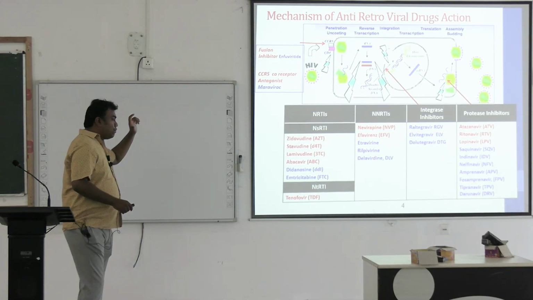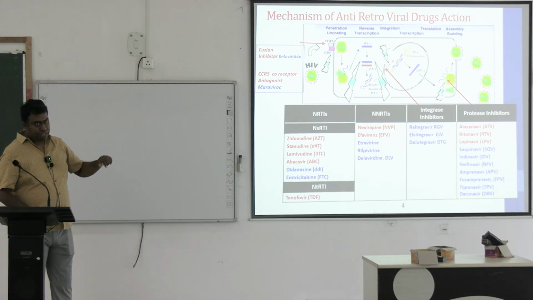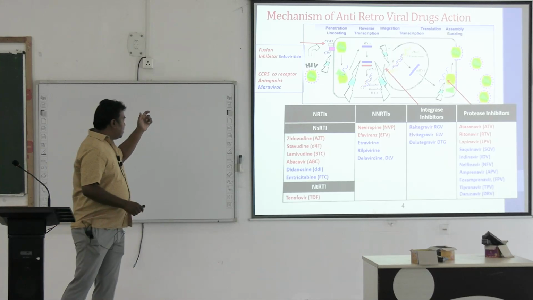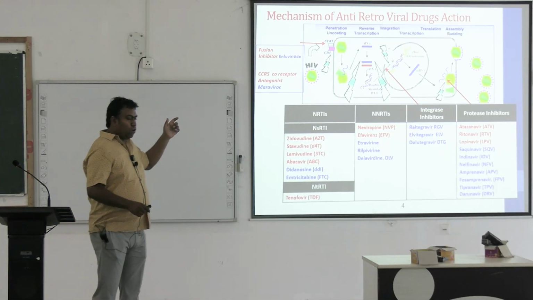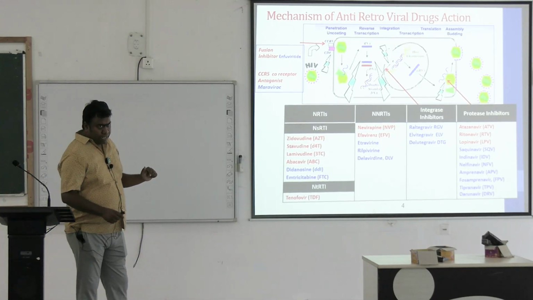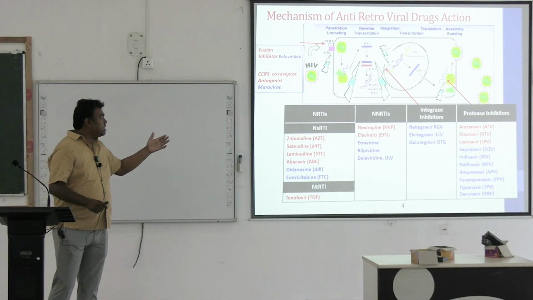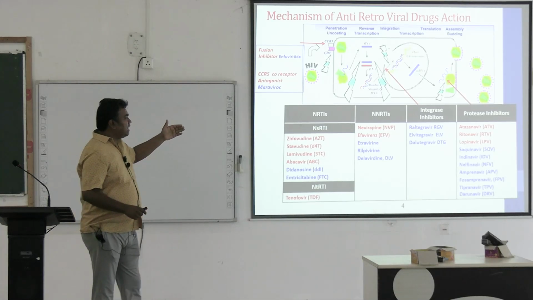Another confusion is fusion inhibitor with integrase inhibitor. Fusion inhibitor is enfuvirtide. Another entry inhibitor is the CCR5 co-receptor inhibitor, that is maraviroc, and the integrase inhibitor is raltegravir.